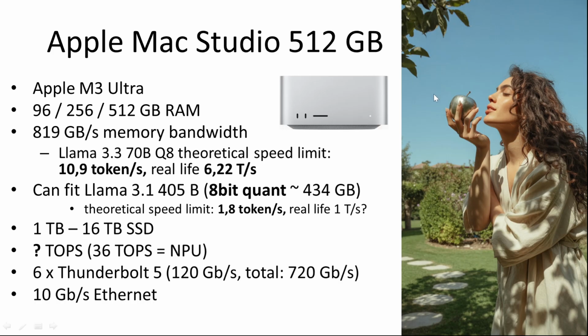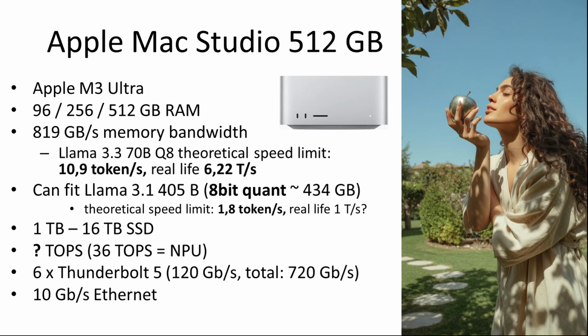So the Apple Mac Studio 512 gigabytes. It has the Apple M3 Ultra SoC. It will come in 96, 256 and 512 gigabytes of RAM, which drives the price along with your choice of solid-state disk, which can be between 1 terabyte and 16 terabytes. Again, also a very broad range, allowing you to do lots and lots of things with it. It has a fantastic memory bandwidth of 819 gigabytes per second.